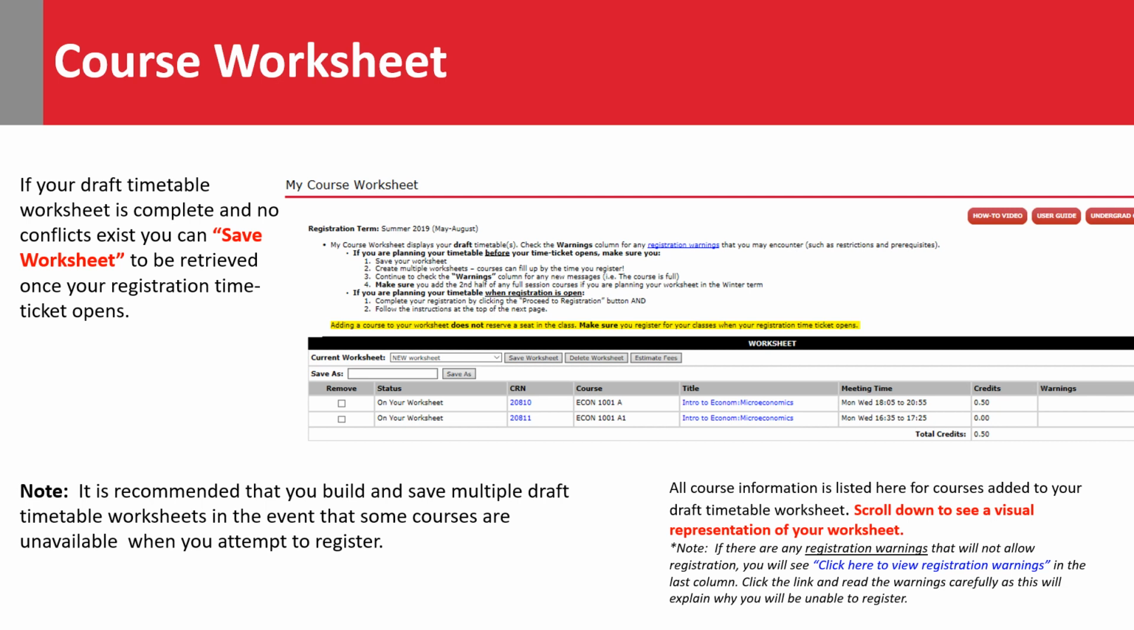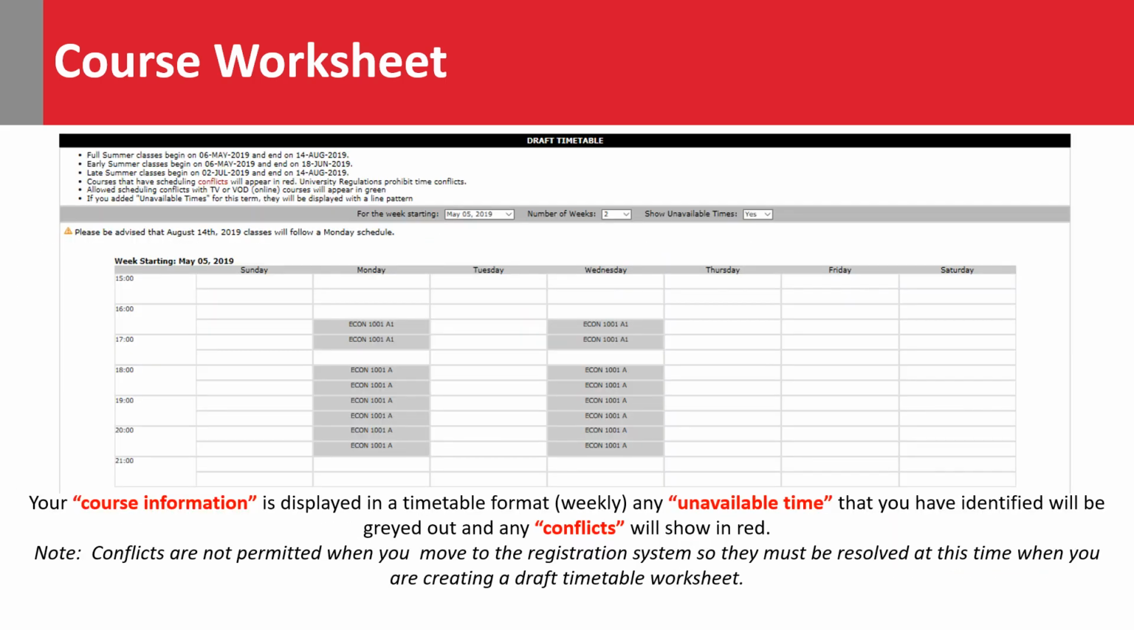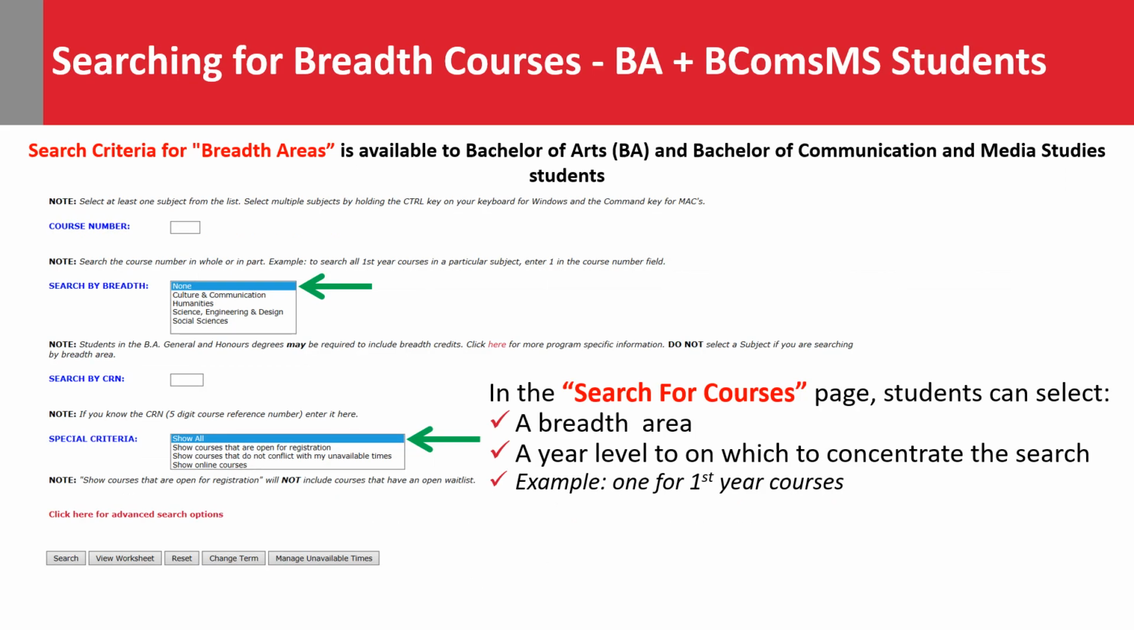Once you're satisfied with your worksheet, select Save Worksheet so you can retrieve it when registration opens. This is how your worksheet will appear in a weekly timetable format. Unavailable times that you have identified will be grayed out and any conflicts will show in red. If you have conflicts, please resolve them before your time ticket opens, as you will not be permitted to register in a conflict.